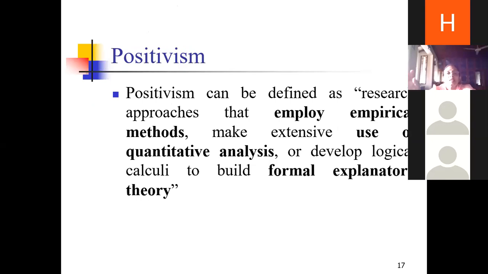හරිද? අන්න එහෙම හිතනවා නම් එතකොට අපේ අපි හිතන විදිහ හරිම structured approach එකක් ගැන තමයි කල්පනාව. හරිද? Right? So you can see here, positivism can be defined as research approaches that employ empirical methods, make extensive use of quantitative analysis, or develop logical calculi to build formal explanatory theory. එතකොට අපි මොකක්ද කරන්නේ? අපි මෙතනදී අර වගේ හරීම structured approach එකකින් තමයි වැඩේ කරගෙන යන්නේ.